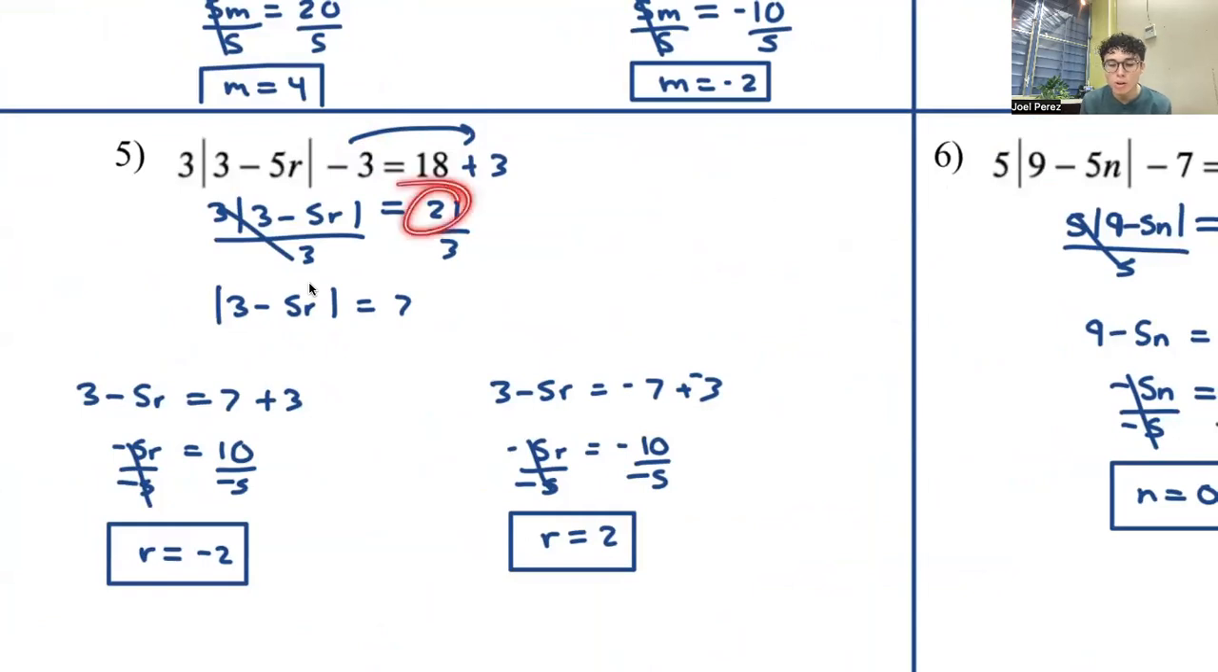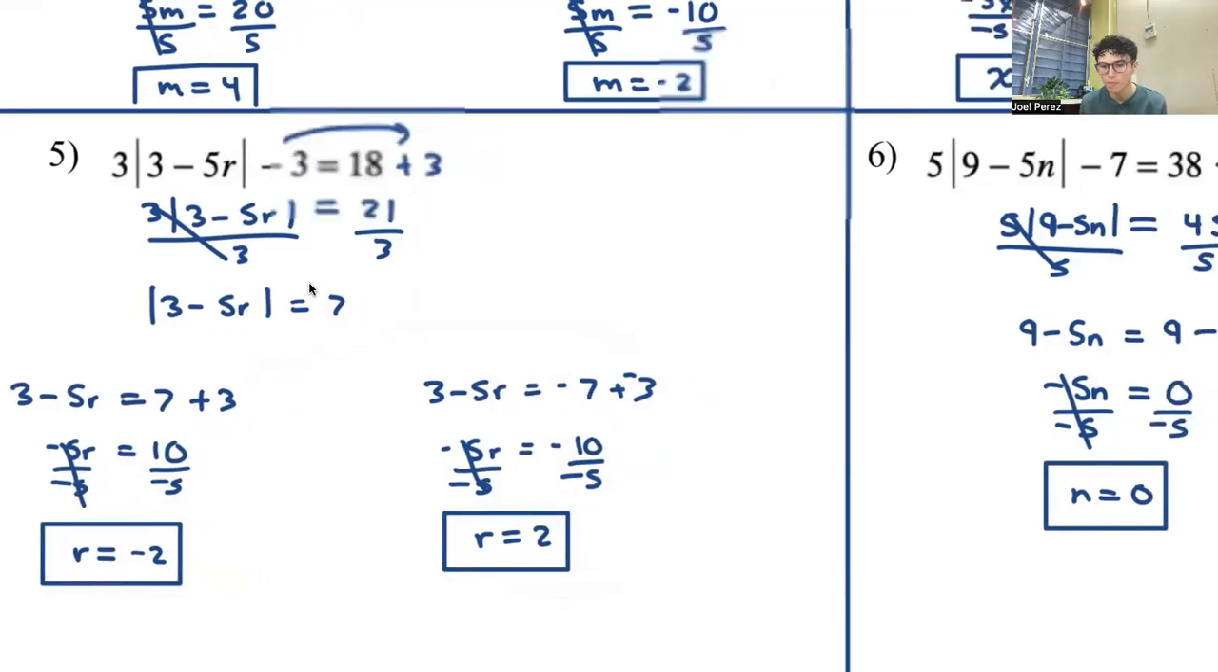This will equal 21. Then you divide by 3 on both sides, and this will equal 21 over 3 equals 7. You do one with +7, and you do the other one with -7. So this will be 10 over -5. This will equal -2. And there will be -10 over -5, and this will equal 2. These will be the two values of the absolute value.